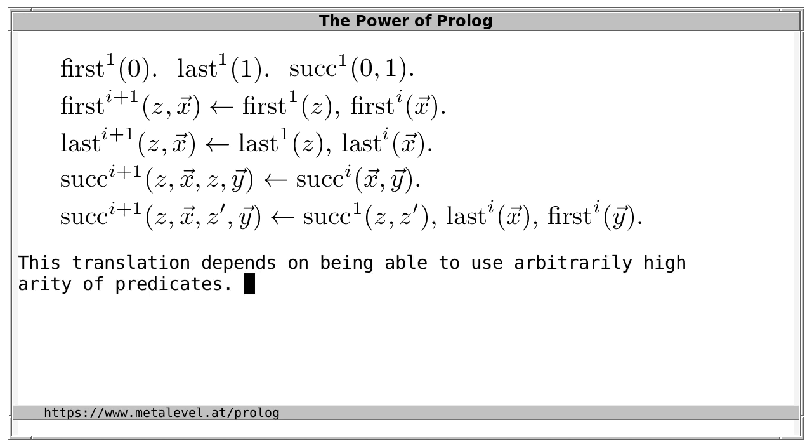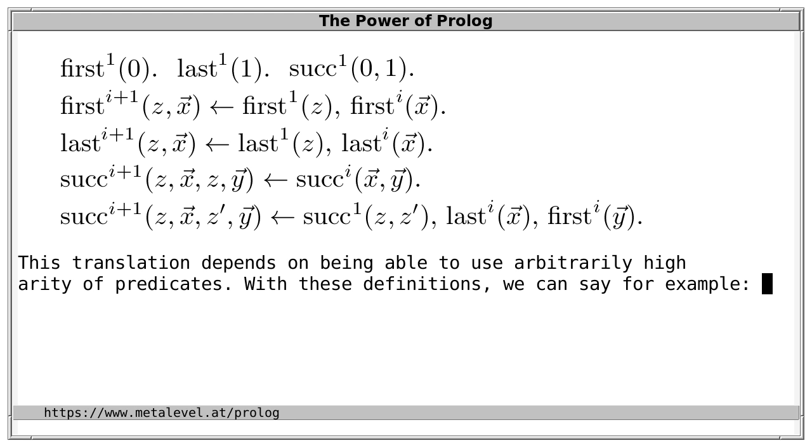So this translation depends on being able to use arbitrarily high arity of predicates. And now we have an exponential number of tuples available for reasoning, even though we only used a logarithmic number of clauses. Linear in m, the length of the tuples, and the number of arguments. That's the advantage of being able to use Datalog rules, because as mentioned, they can express an exponential number of solutions, whereas EDB relations can only add polynomially many elements.